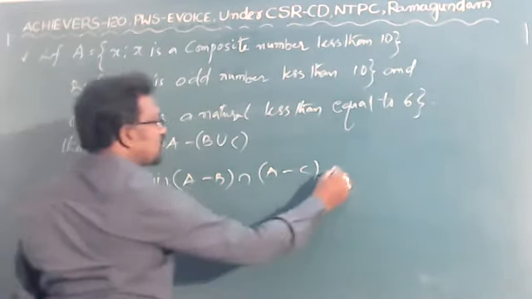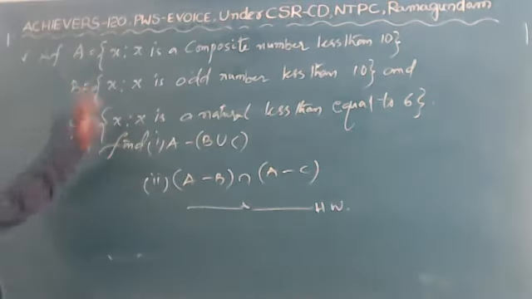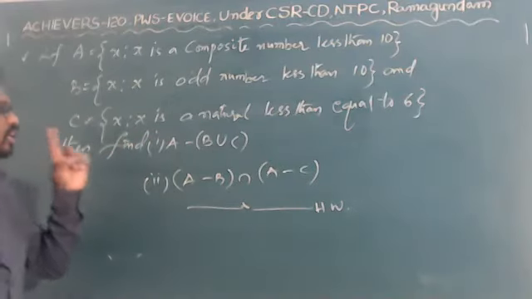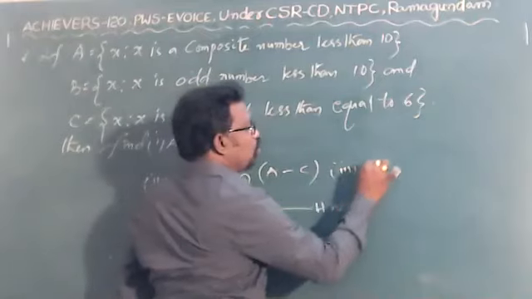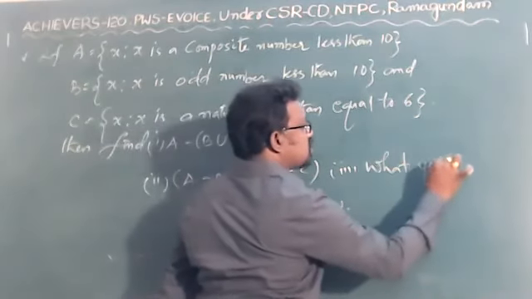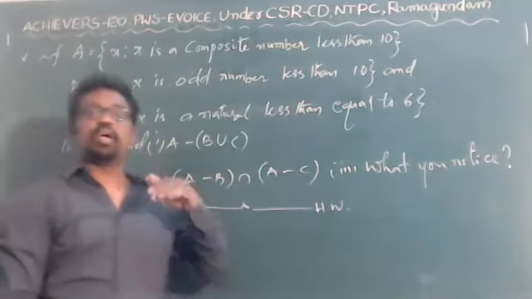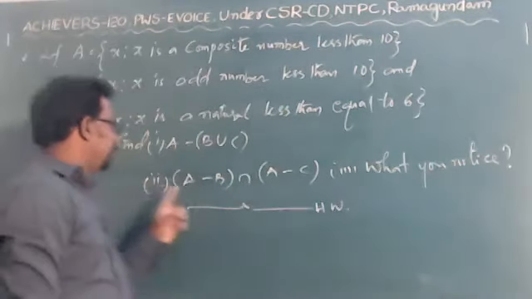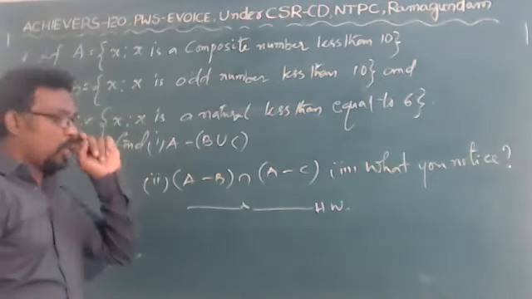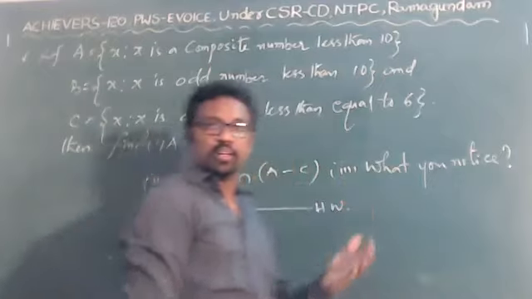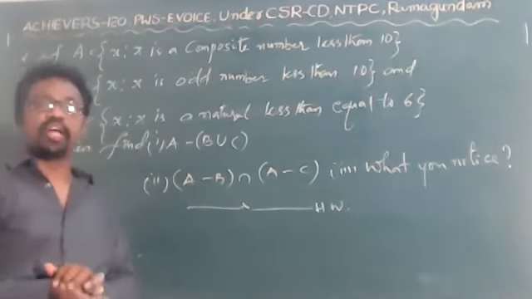I want these 2 questions as homework. Is it clear? Third one: what do you notice in this? Okay, children, A minus of B union C, A minus B intersection A minus C. Upload the solution to my number. Is it clear? And the last thing is take a break for 10 minutes.